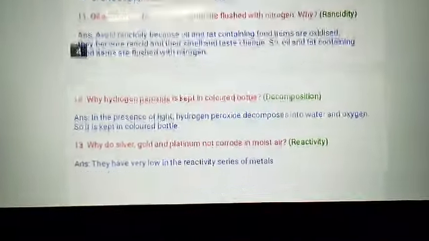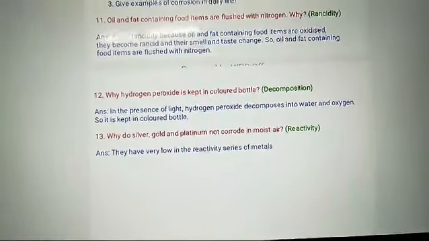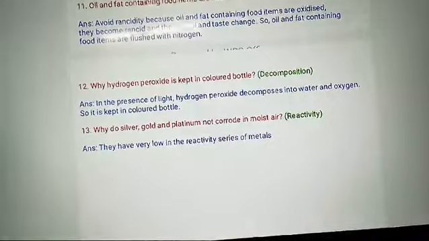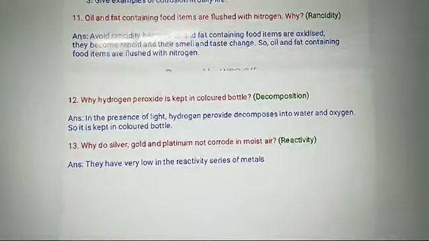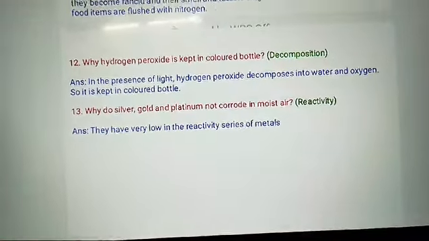Next, why is hydrogen peroxide kept in a colored bottle? In the presence of light, as we know, hydrogen peroxide decomposes into water and oxygen, so it is kept in a colored bottle. Next question, why do silver, gold and platinum not corrode in moisture?